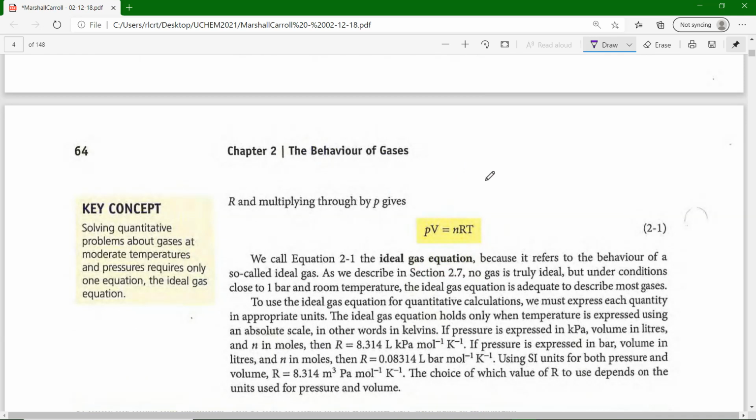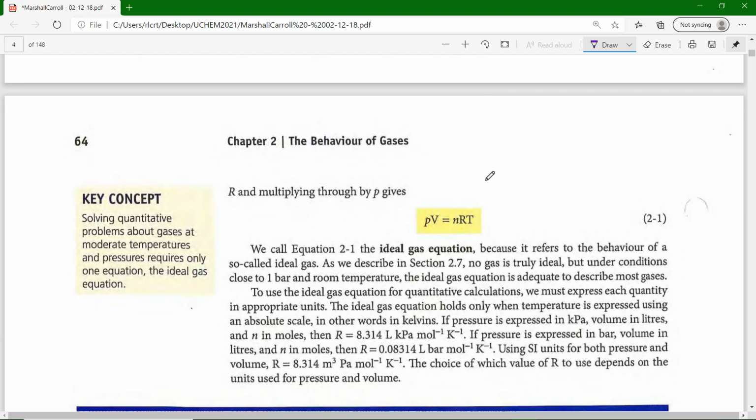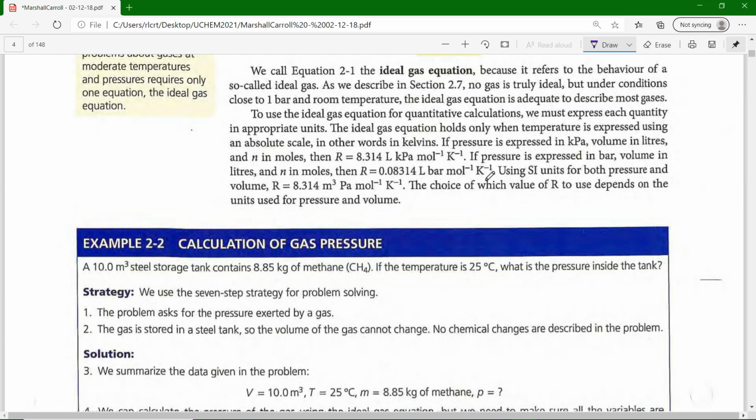So solving quantitative problems with gases at moderate temperatures and pressures requires only one equation, the ideal gas equation. At extreme temperatures and pressures, you have to account for deviations from the ideal gas equation. But in most of the ones we'll look at, it'll be fine. Temperature in kelvins. Now, there are different units you can use for R.